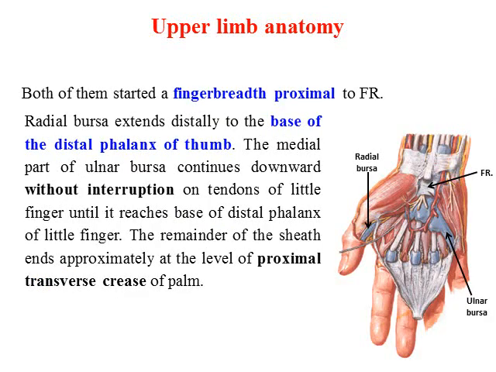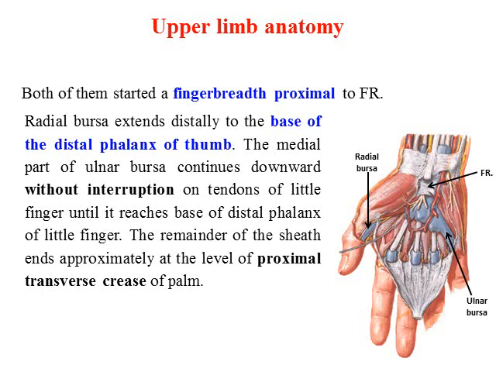Both ulnar and radial bursae start a finger breadth proximal to the flexor retinaculum, and just above the proximal border of flexor retinaculum, about a finger breadth. Radial bursa descends downward to be inserted into the base of the distal phalanx of the thumb without interruption.